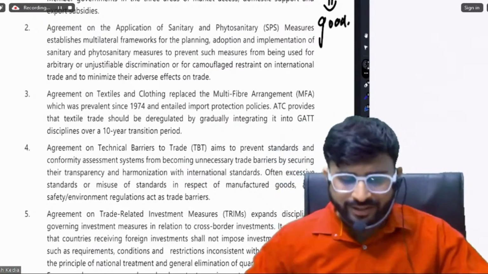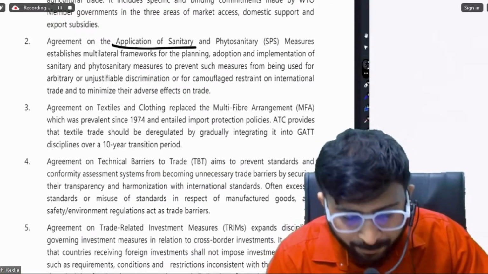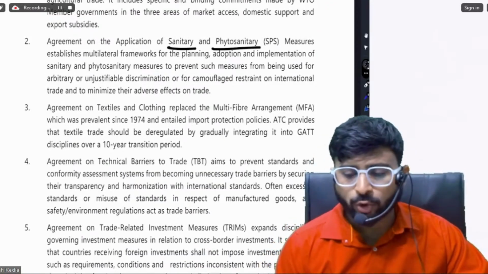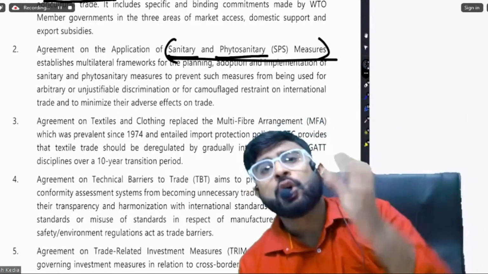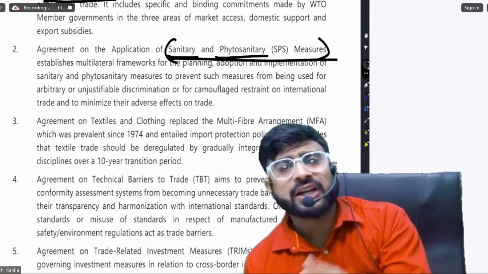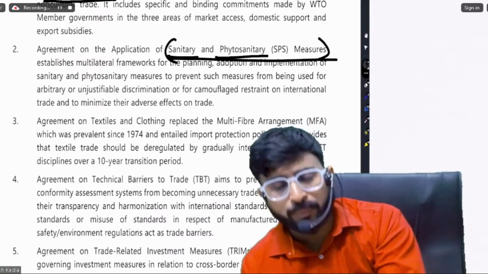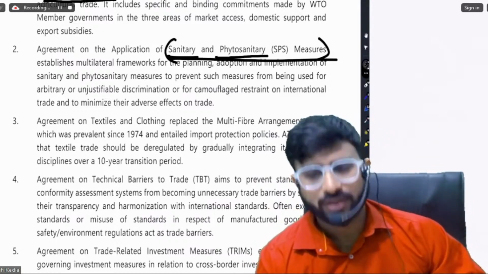Next, agreement on establishment of and application of sanitary and phytosanitary measures. Now, what are sanitary and phytosanitary measures? I explained last day. To protect people from germs, infections, pathogens, to protect plants, animals, and human beings. We had explained it in the last class only.